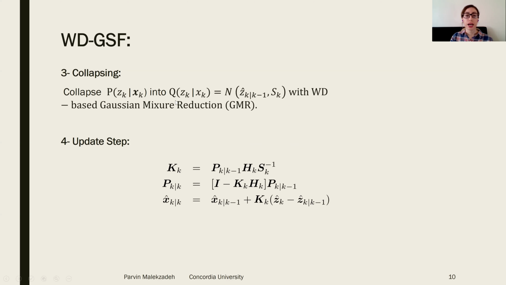So until now, we have our likelihood function with just one single Gaussian. And let's go to the update phase. Here we calculate the Kalman gain, and at the end we have this formula, in which we calculate ZK given K minus 1 through GMR in the previous collapsing step. So at the end we have XK given K, where X is our clean RSSI value without the noise.